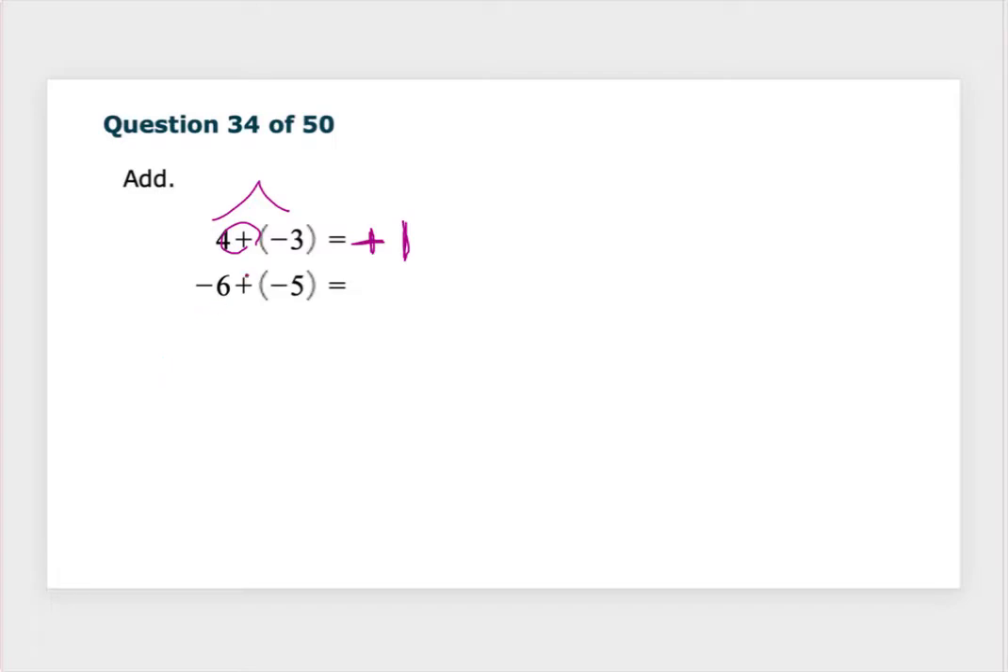And then here we're adding two like signs, both negative. So same sign, add. So we're going to add 6 and 5 is 11. And take the common sign, which is negative.